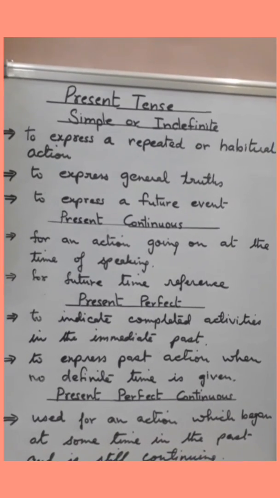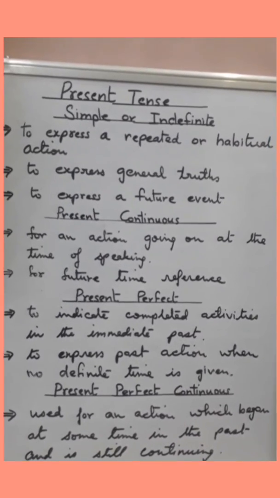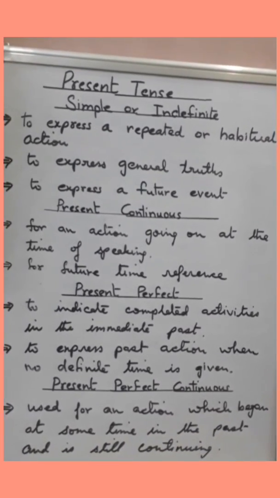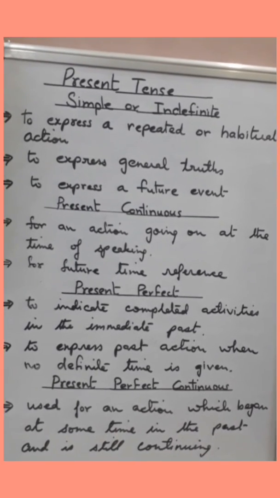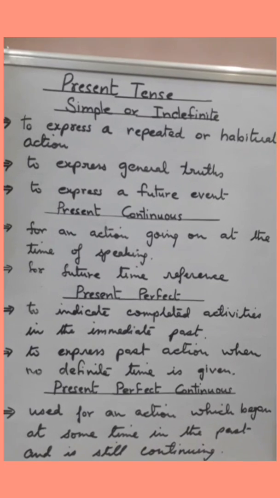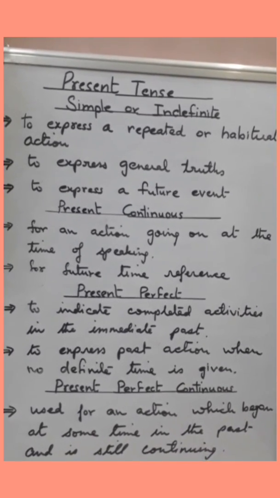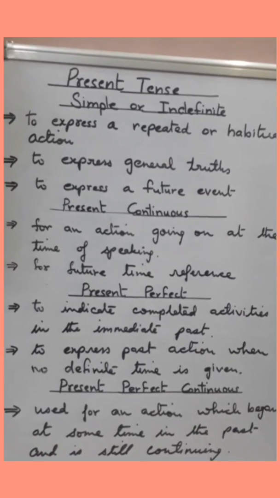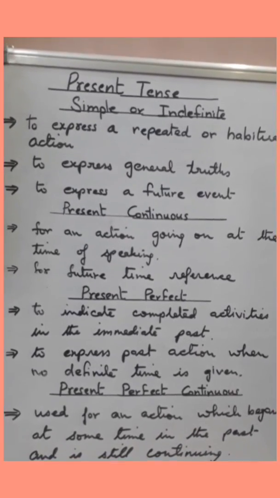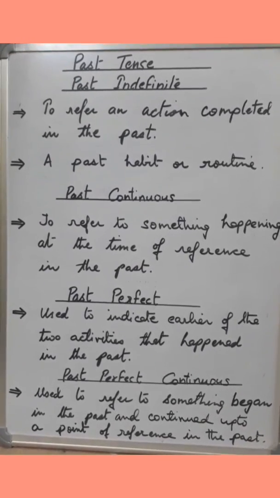For present perfect continuous tense, we use this form for an action which began at some time in the past and is still continuing. For example, they have been playing since 4 o'clock, or he has been sleeping for 5 hours.